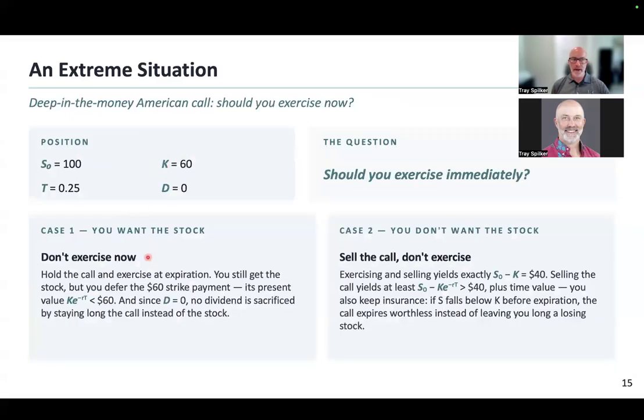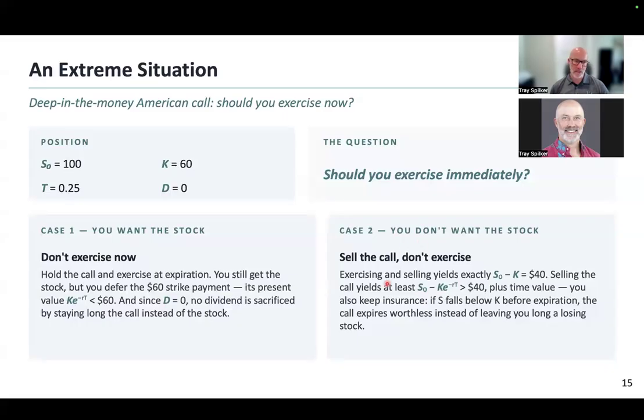Well, you still don't want to exercise now. Why? Because I can hold the call and exercise this at expiration. I'll still get the stock, but then I'm deferring the payment of the $60 for another 3 months. And so that's clearly better, waiting a little bit longer, because my money has time value, especially in a case where there's no dividend being paid, because I'm not going to get any payments. So it doesn't make sense. I can wait. Let's say I don't want the stock. Well, then I just sell the call.